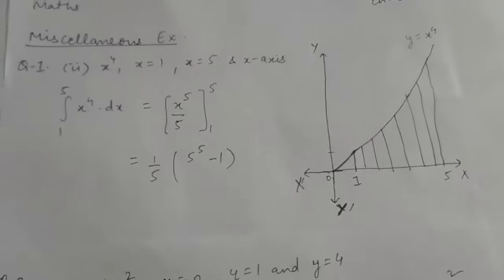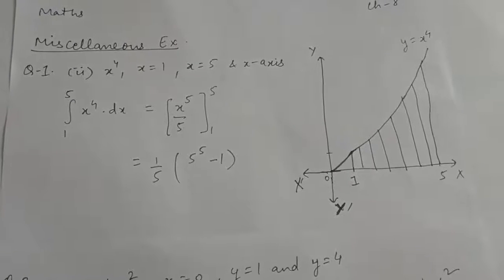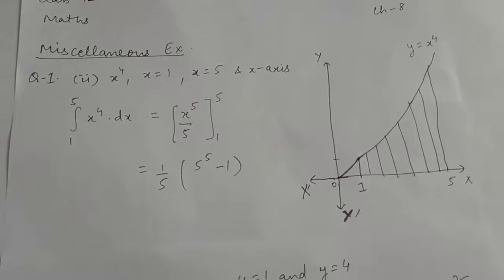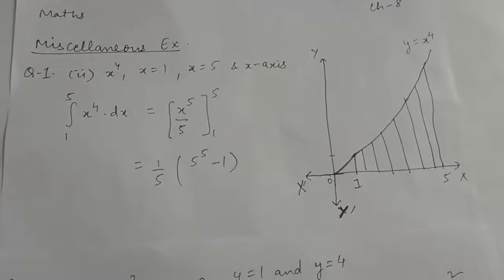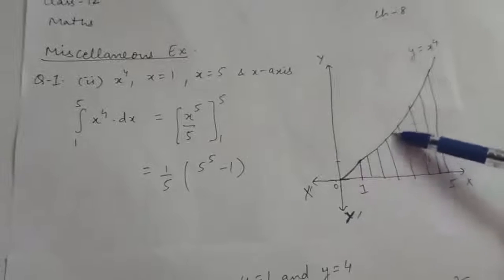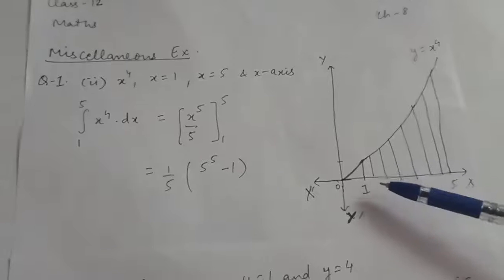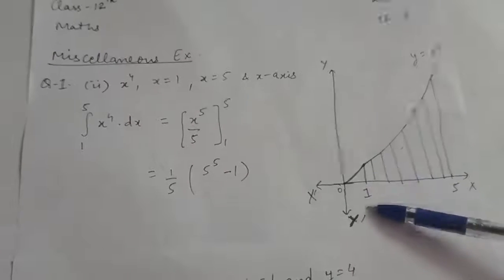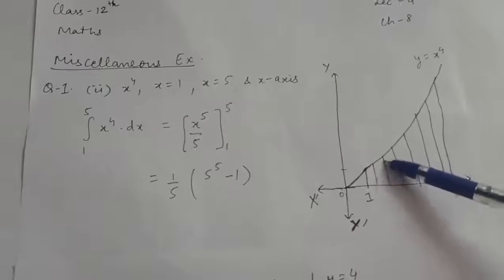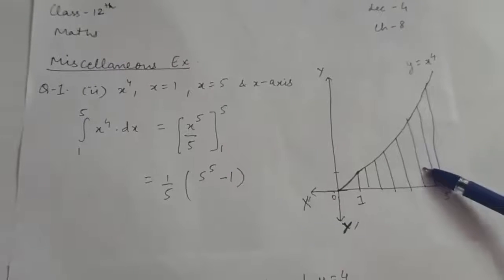So question number first, second part is to find the area bounded by the curve y is equal to x raised to the power 4, x equal to 1, x equal to 5 and x-axis. So first of all draw the graph and then find the region of which we have to calculate the area. So this is the curve y is equal to x raised to the power 4. You can plot it by taking the points. The line x equal to 1 is this, the line x equal to 5 is this, and this is the x-axis, right? That is, this is the portion, the area of this portion we have to find.